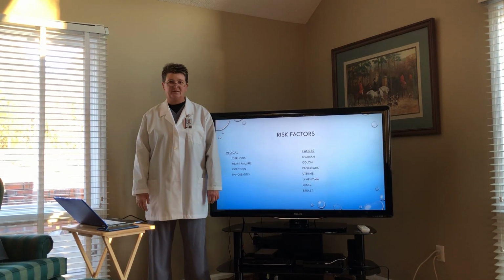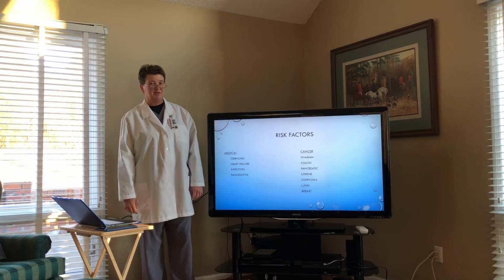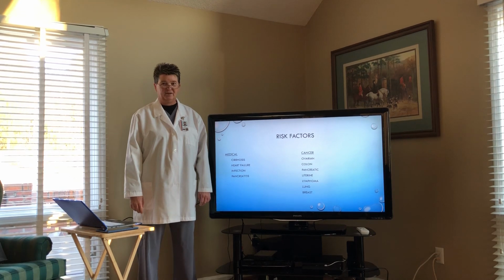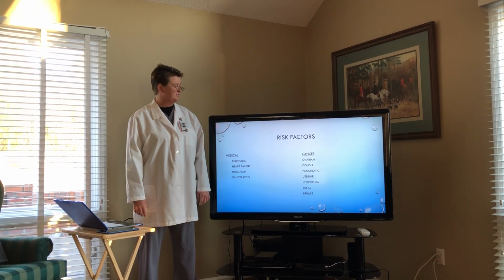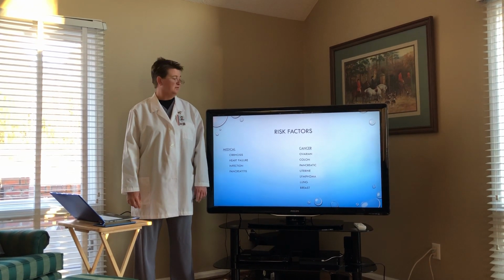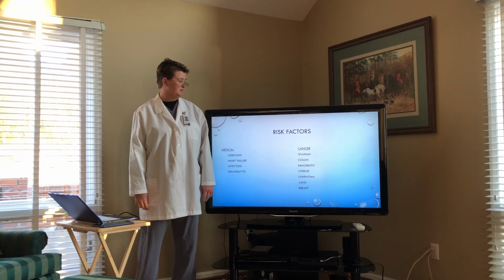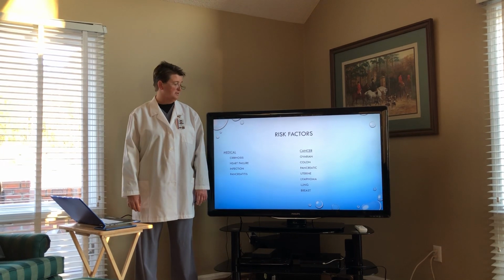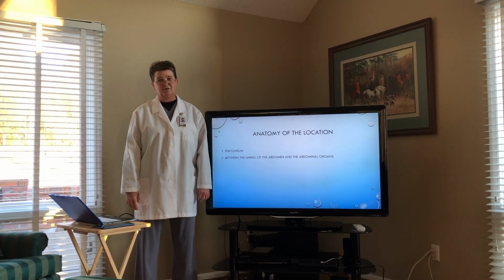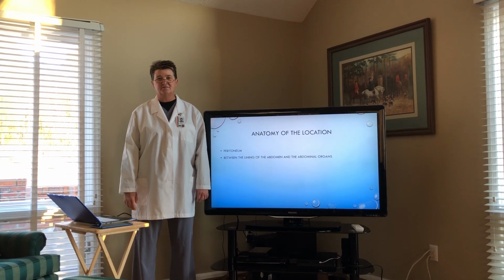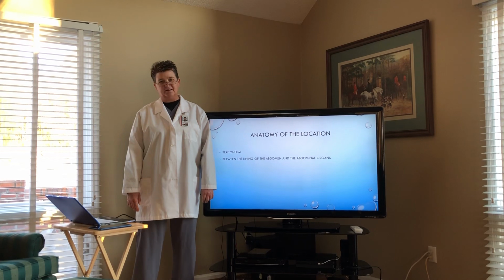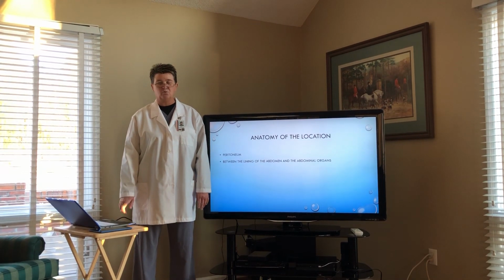There are several risk factors involved in ascites. Some of those are medical, being cirrhosis, heart failure, infection, and pancreatitis. The other being cancerous, which can come from the ovaries, the colon, the pancreas, uterine, lymphomas, lungs, and breast. The anatomy and location of ascites is in the peritoneum in the abdominal area, always between the lining of the abdomen and the abdomen's organs.